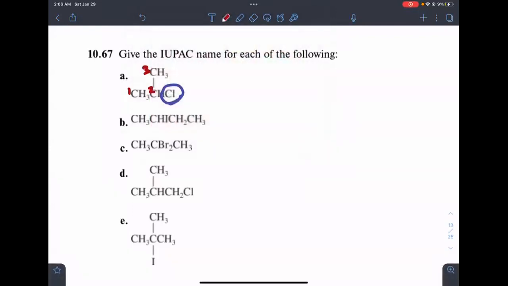So if I'm going to name this, it's a 3-chain long, so that's a propane. Tells me my parent chain is 3 long, and then attached to that 2nd carbon, I have a chloro group. So chloro, 2-chloropropane, right? Okay, let's look at B.